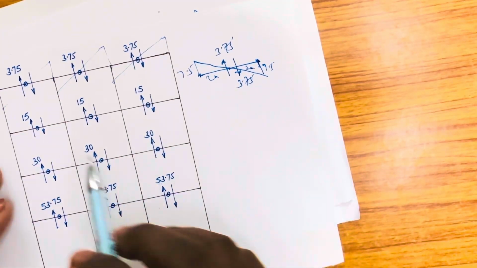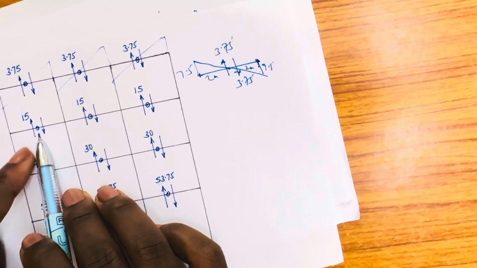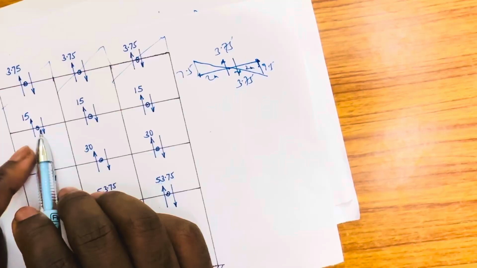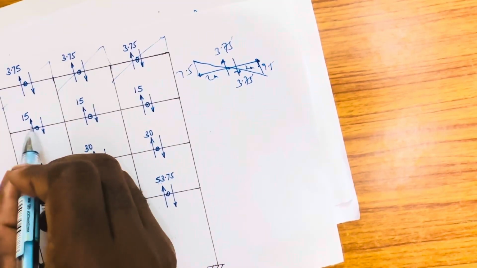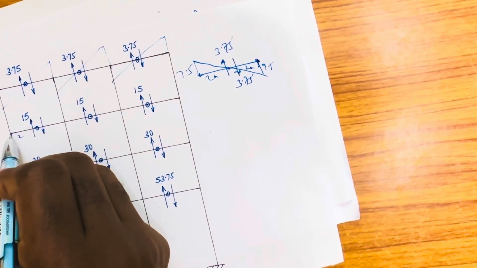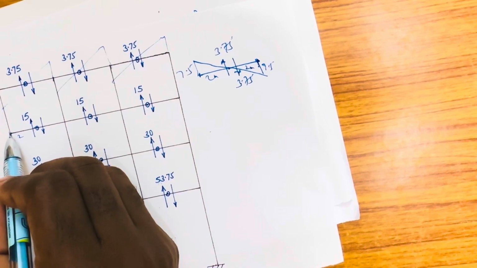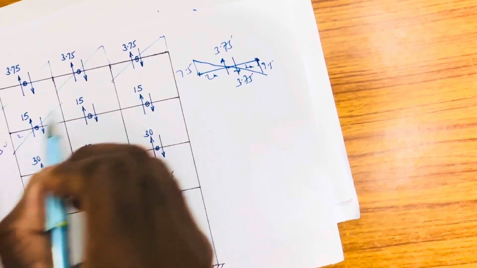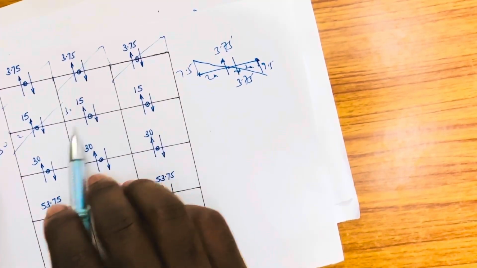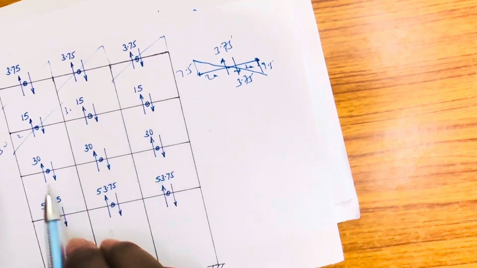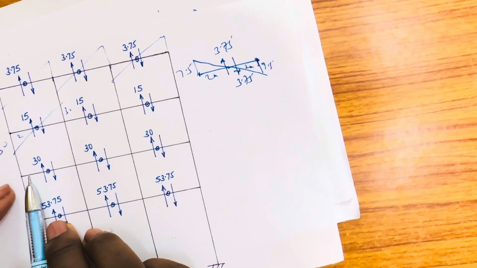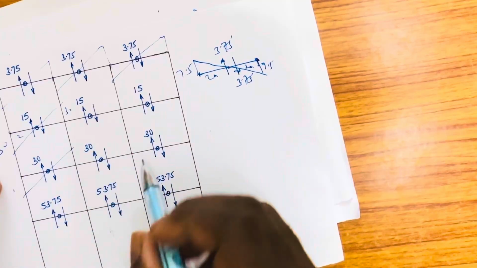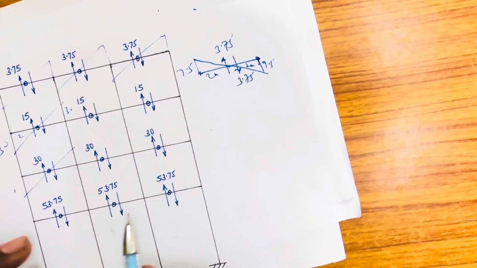Now the next part is you have to take this again. If you take the 15, so 15 times 2. To get the moment, this distance is 2 meters. So 15 times 2 is 30. That means the moment here will be 30. So you draw it like this. So this is 30, this is 30. Same, 30, 30, 30, 30. Same for all of them. Then 30 times 2, so 60. You draw it like this, 60, 60, 60, 60. So this is how to analyze this.